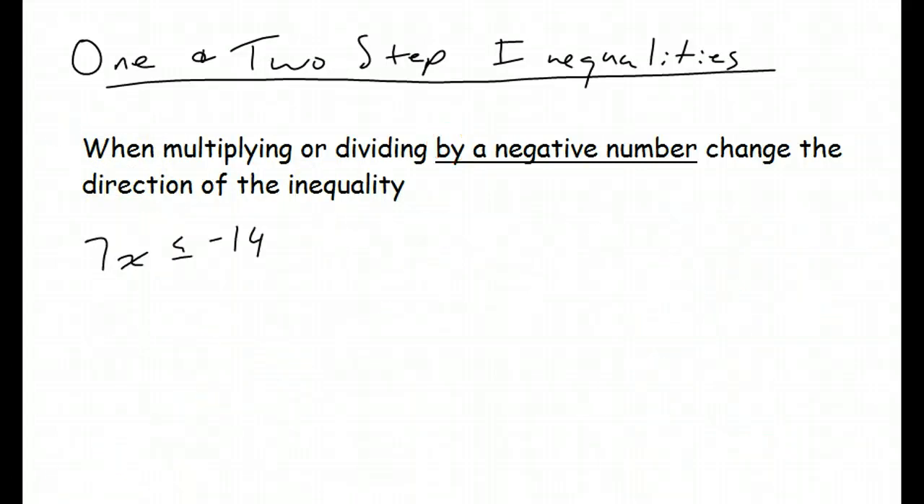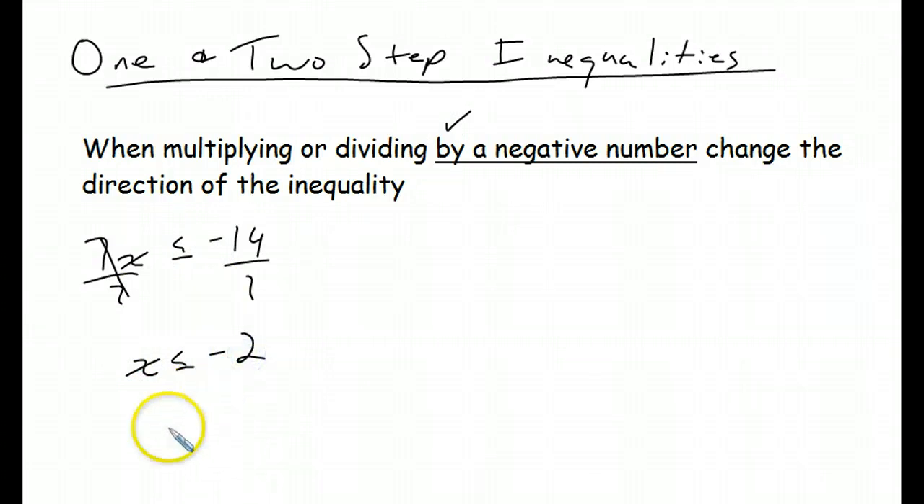So looking at another example, if I'm given something like 7x is less than or equal to negative 14, I know that I need to have a single x. So I'm going to divide both sides by 7. But be careful, since we're not dividing by a negative number, we're going to keep our sign just the way we see it. So I have x is less than or equal to negative 2.